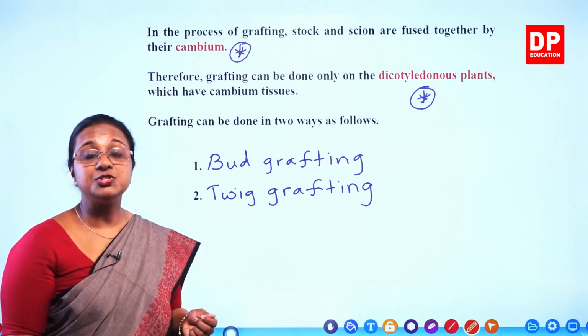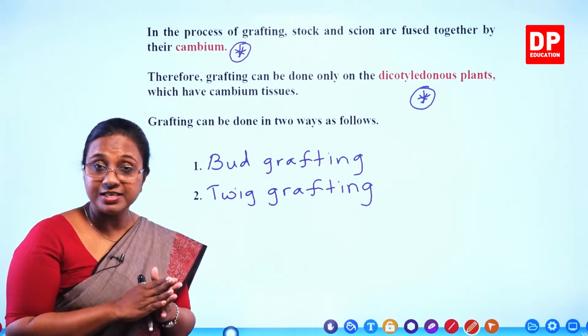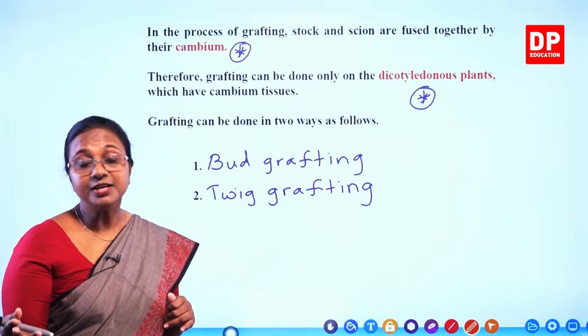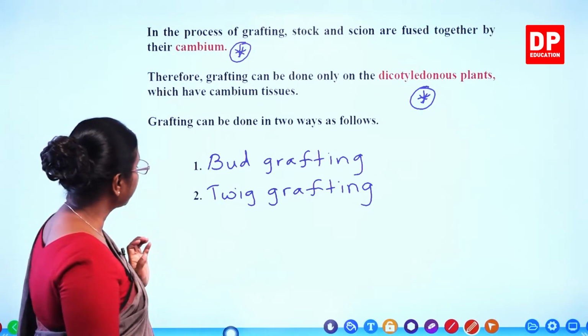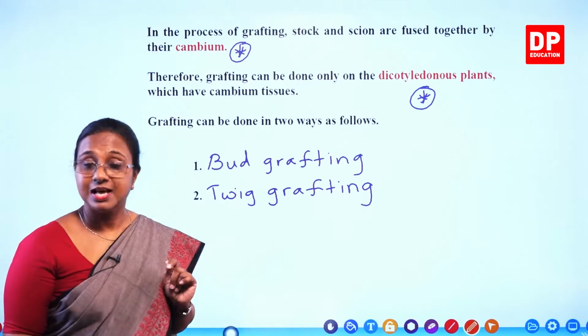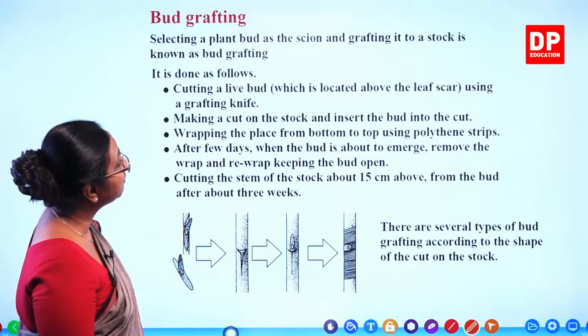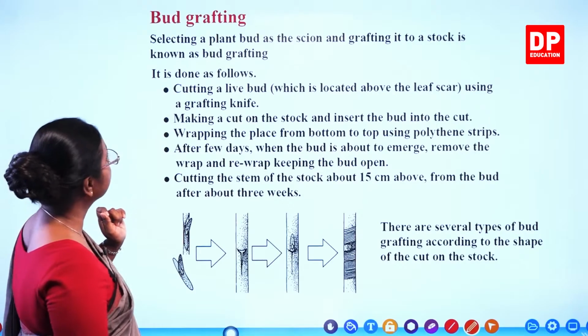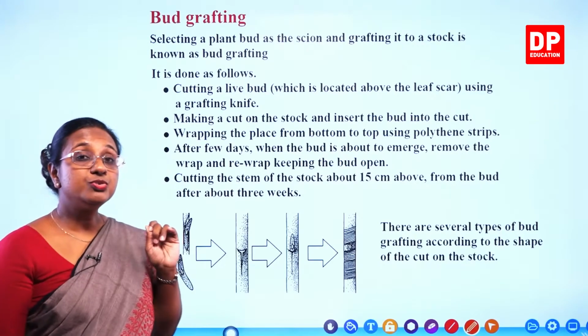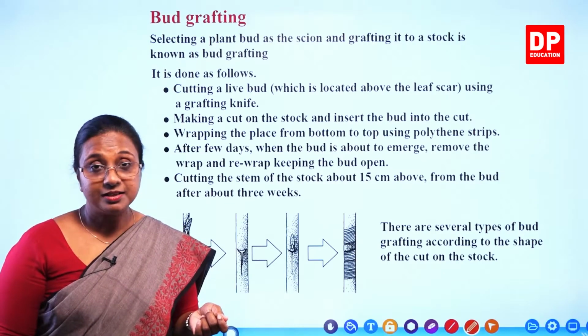Under those methods also, depending on how the cut is made and how the grafting is carried out, there are different techniques. But we will just try to understand what bud grafting and twig grafting methods are. Bud grafting: selecting a plant bud as the scion and grafting it to a stalk is known as bud grafting. So, you select a bud as the scion. Why bud?